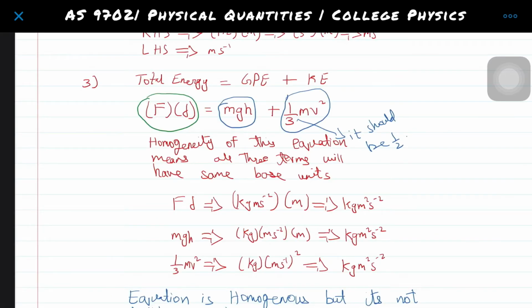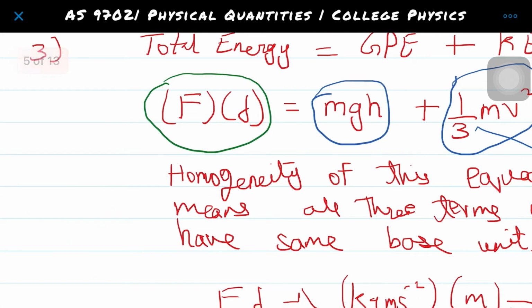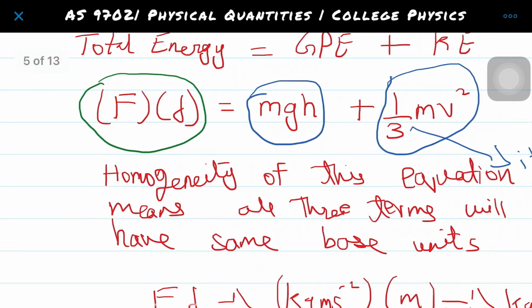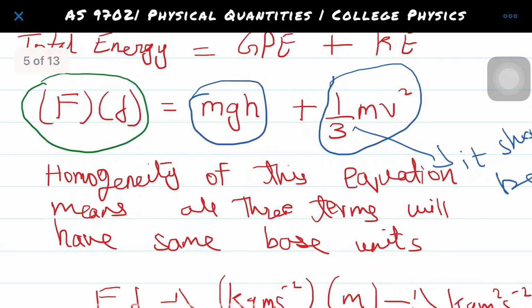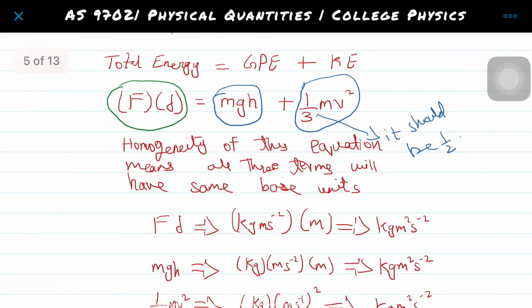Next, the total energy is equal to the sum of gravitational potential energy and kinetic energy. We know that the total energy is basically work done, so the formula is force into displacement. The formula of gravitational potential energy is mgh, and the formula of kinetic energy is 1 upon 2 mv square. But here we have been given 1 upon 3 mv square.